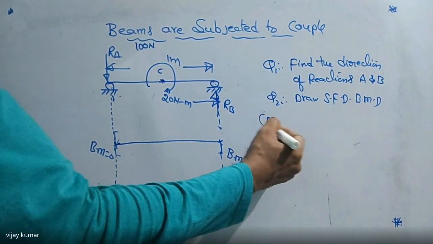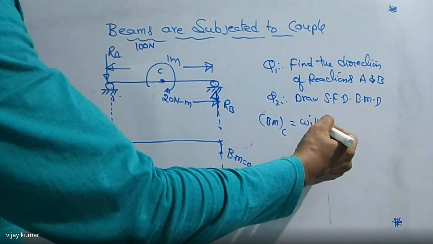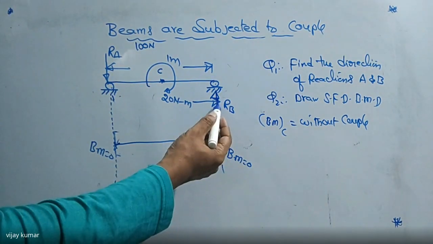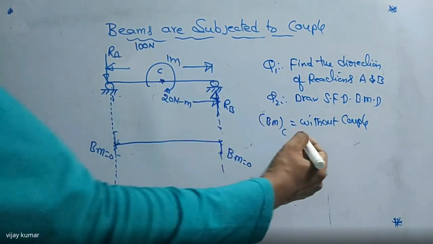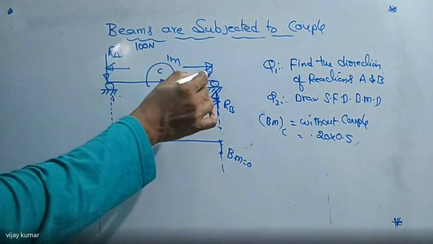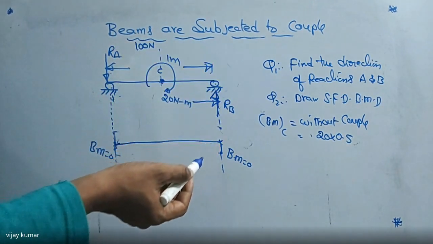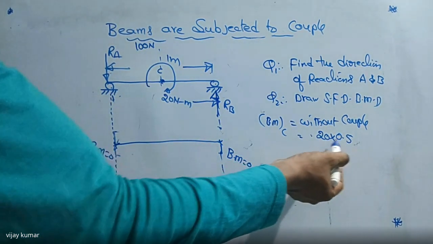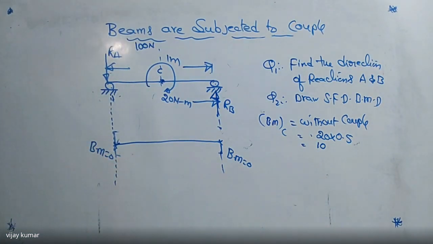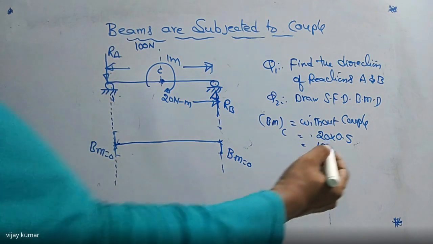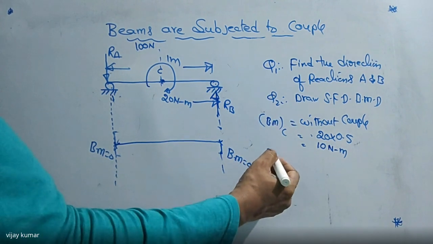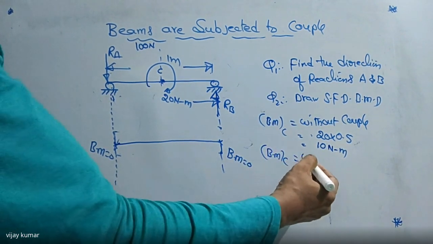So bending moment about C without couple means RB into how much? 0.5. That is 20 into 0.5. Why? Because the total length is 1 meter. Half of that value is nothing but 0.5 meter. So automatically we can get 10 here. That is 10 Newton meter here. That is without couple. So I am writing here bending moment about C with couple.